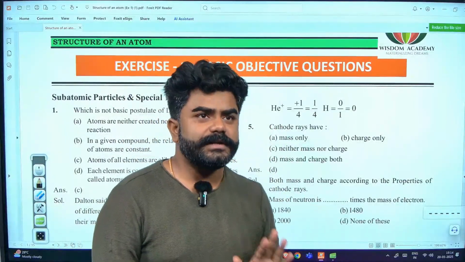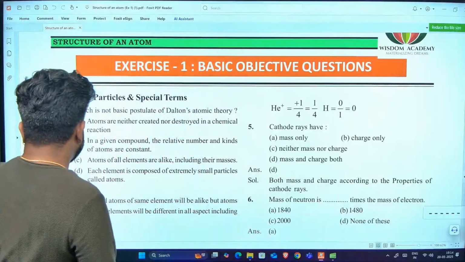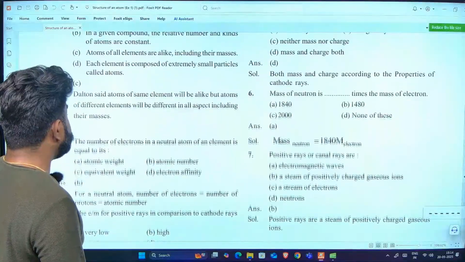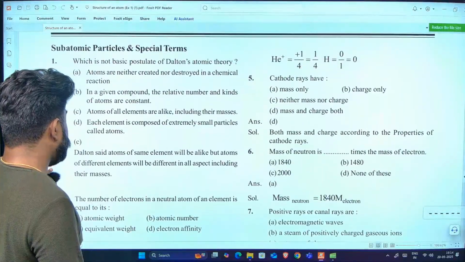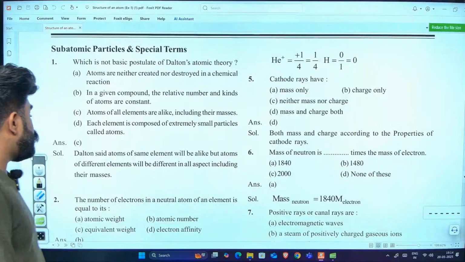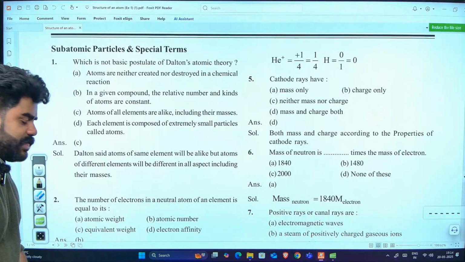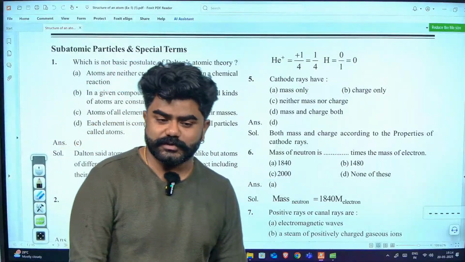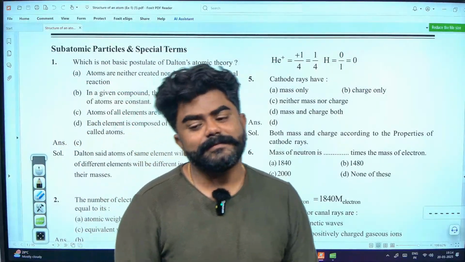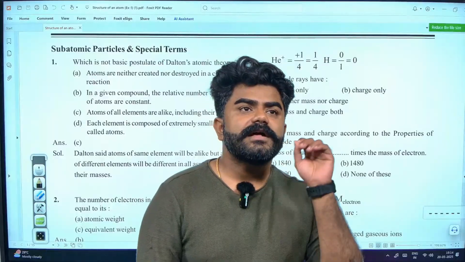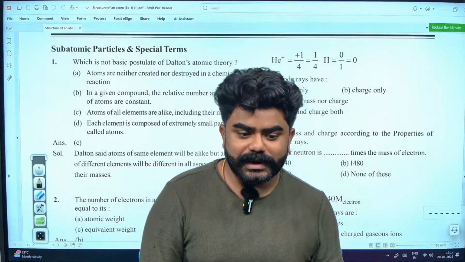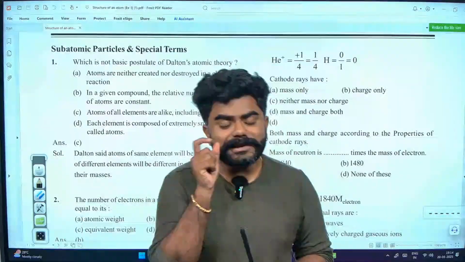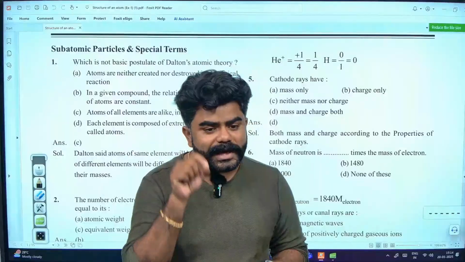That is more important. Okay, next, second question. The number of electrons in a neutral atom of an element is equal to its atomic number. Atomic number can be defined as the number of electrons in a neutral atom or the number of protons. Do you remember, in the statement, if you mention electron, you have to mention "in a neutral atom".